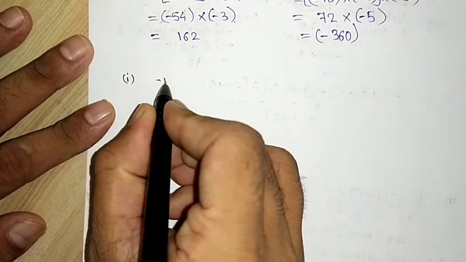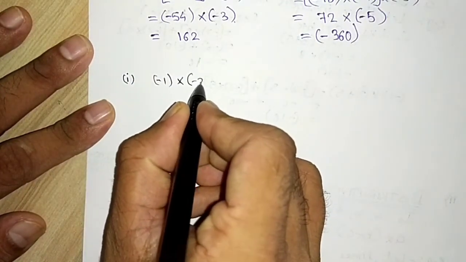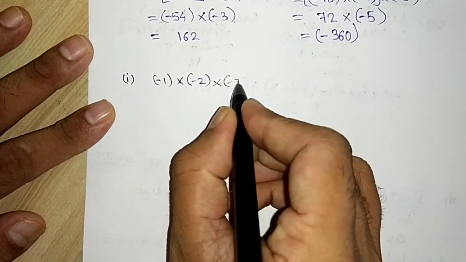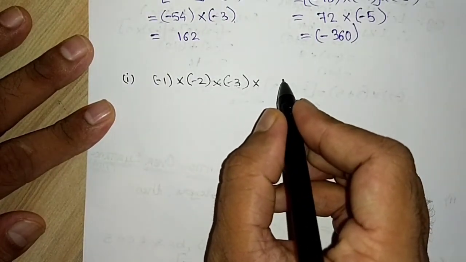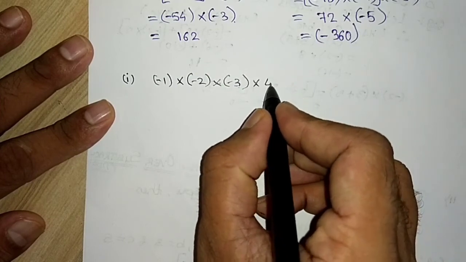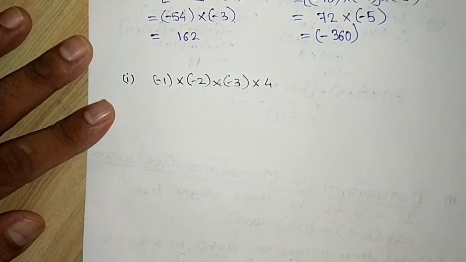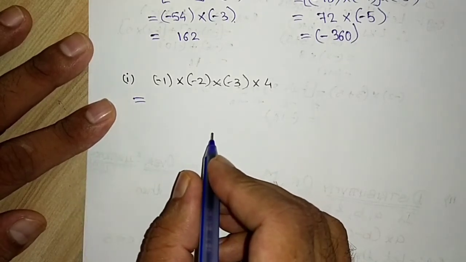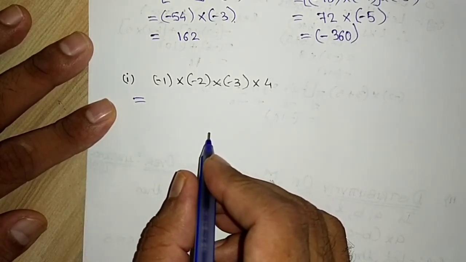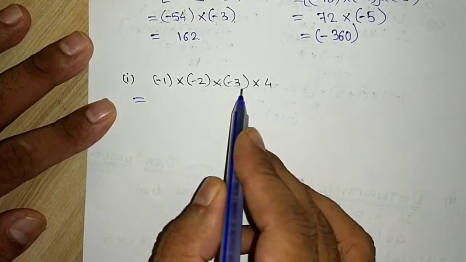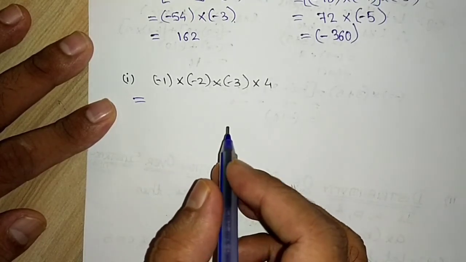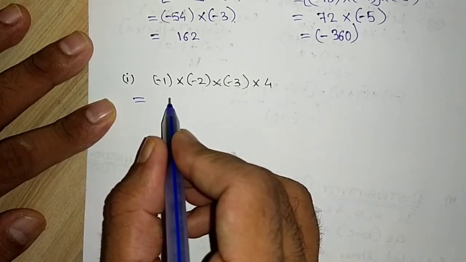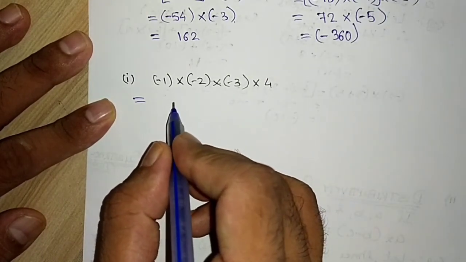-1 into -2 multiply by -3 multiply by 4. Here students, we are having 3 negative numbers and 3 is odd, so our final answer will be in negative. But students, since they are giving us 4 digits, you can do it directly also, but if you want to do it in groups, you can do it in groups also.